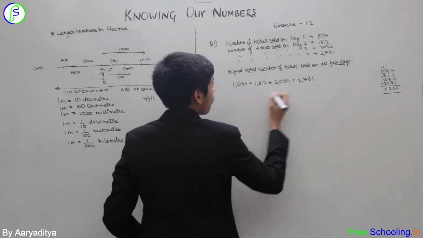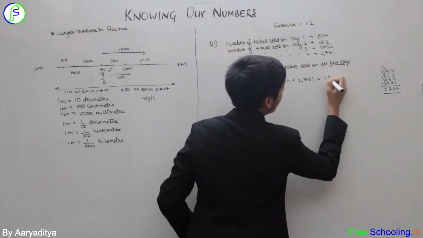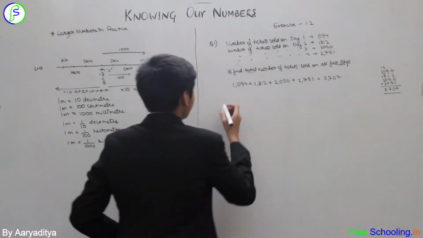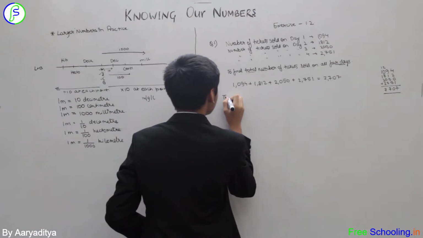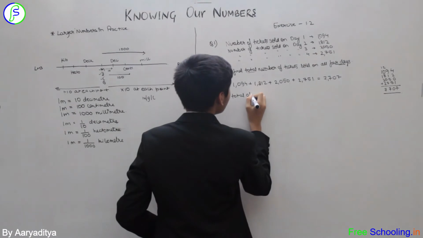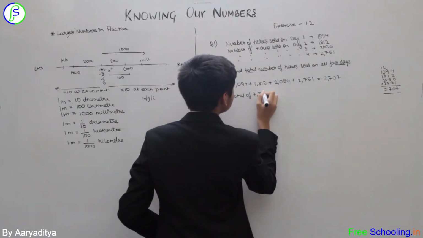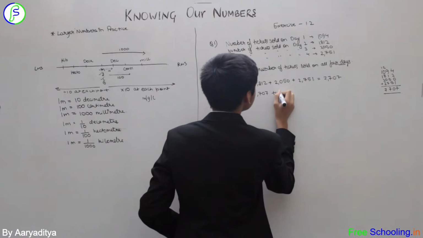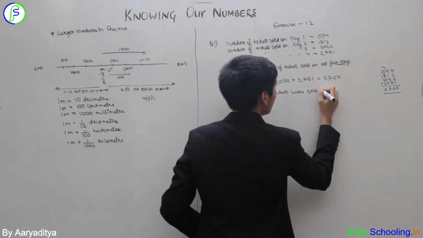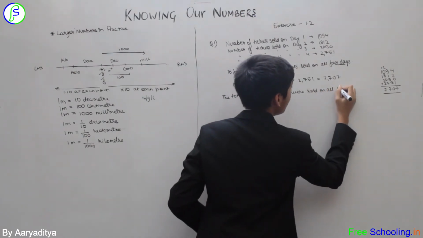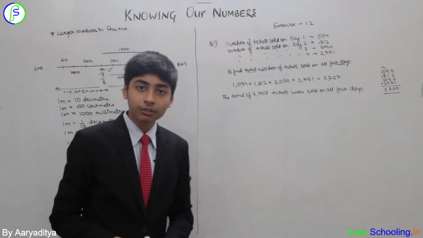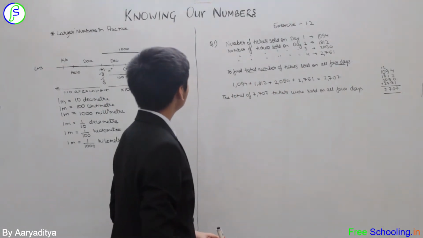So what are the total number of tickets sold? 7707. So what is the statement that you're going to write? We write that the total of 7707 tickets were sold on all 4 days. So we are done with the first question. Now let us move on to another one.